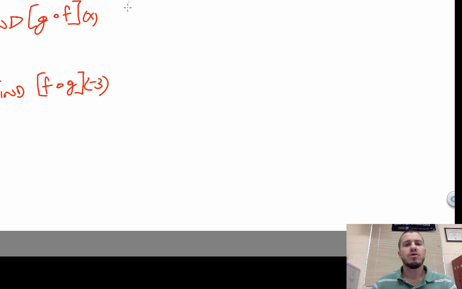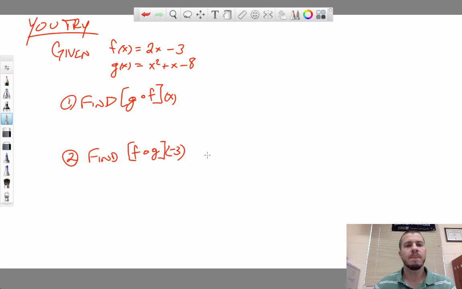So try these two U-tries. This one is g of f of x. This one is f of g of negative 3. I'll give the answers in 5 seconds. Pause it.